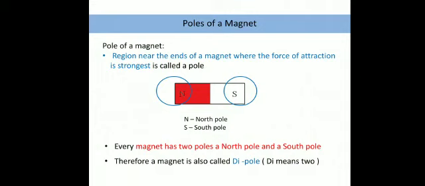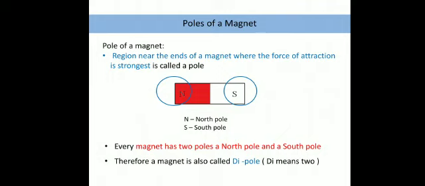Because a magnet has two poles, we also call it a dipole. Di means two. So very importantly, what is a pole? A pole is nothing but the region near the ends or edges of a magnet where the force of attraction is very, very strong. Every magnet has two poles, a north pole and a south pole. Because every magnet has two poles, we call it a dipole. Di means two and pole means the region or points where the magnetic force of attraction is very, very strong.